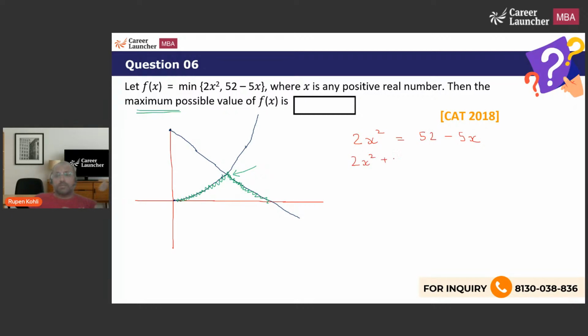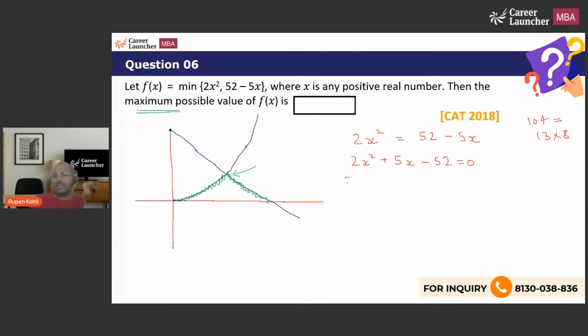2x square plus 5x minus 52 is 0. Looks like we have to factorize this. There must be an integer solution because it's a theta question. We never get theta questions with a fraction as the answer. So look at the product of the constant term and the coefficient of x square, which is 52 into 2, 104. We are trying to break 104 apart into two factors whose difference is 5. I'm doing the splitting of the middle term, basically, right? So yeah, 13 into 8 is 104.